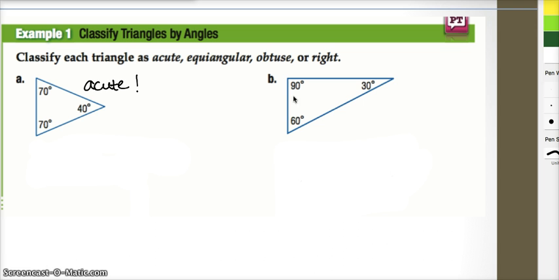Moving on to part B, we're looking at these angles, and this one shouts at me 90 degrees. So this is a right triangle. Because I've got that right angle, I've got a right triangle.